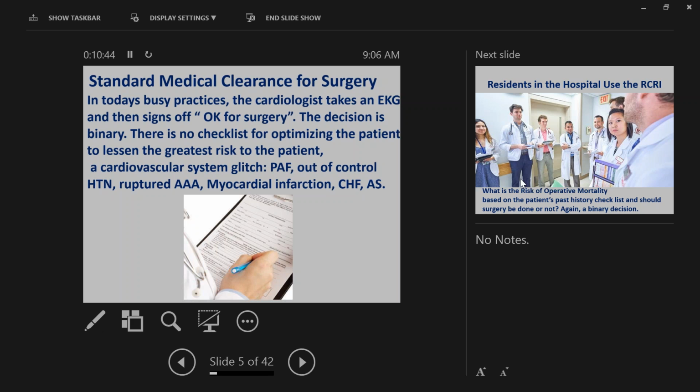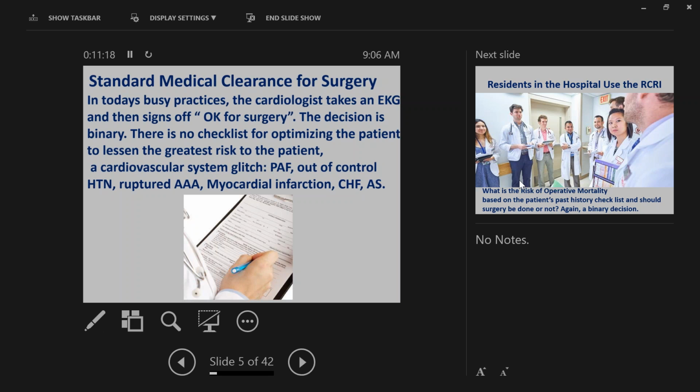There's a checklist that does not exist, and that's the one for optimizing the patient to lessen the greatest risk to the patient, which turns out to be a cardiovascular glitch. We can show you what that glitch is. It's not a major problem usually, although it can be so disruptive as to result in a major problem. Paroxysmal atrial fibrillation is very common postoperatively or in the OR in these patients.